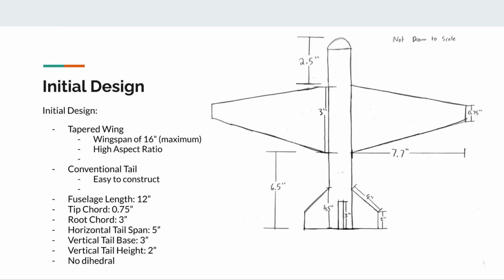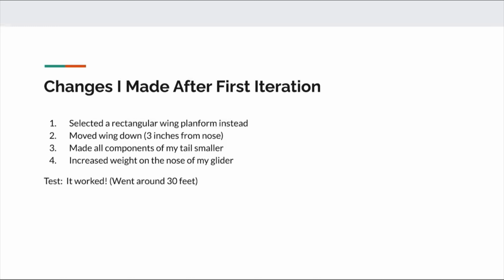The dimensions of the vertical and horizontal tails were chosen based off the fact that the horizontal stabilizers should be around 25% of the area of the wings, and the vertical stabilizer should be around 50% of the area of the horizontal stabilizer. The first design of the glider performed poorly. It was only going around 10 feet and immediately nosediving after.